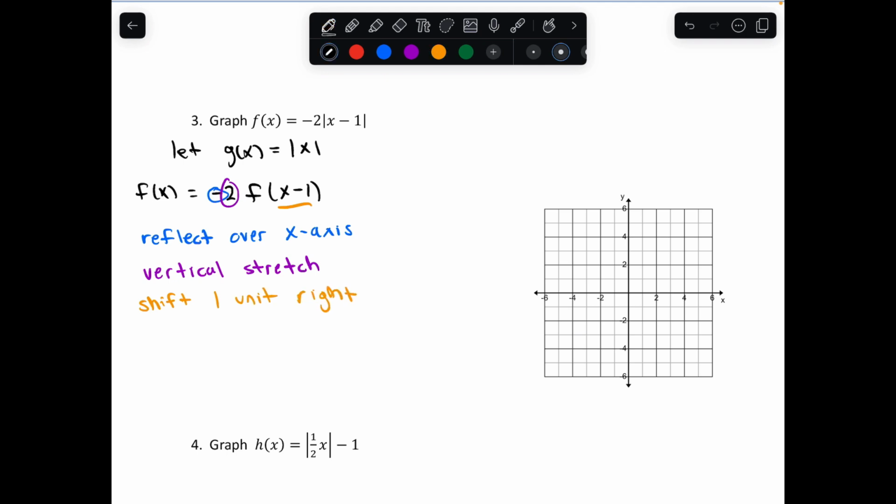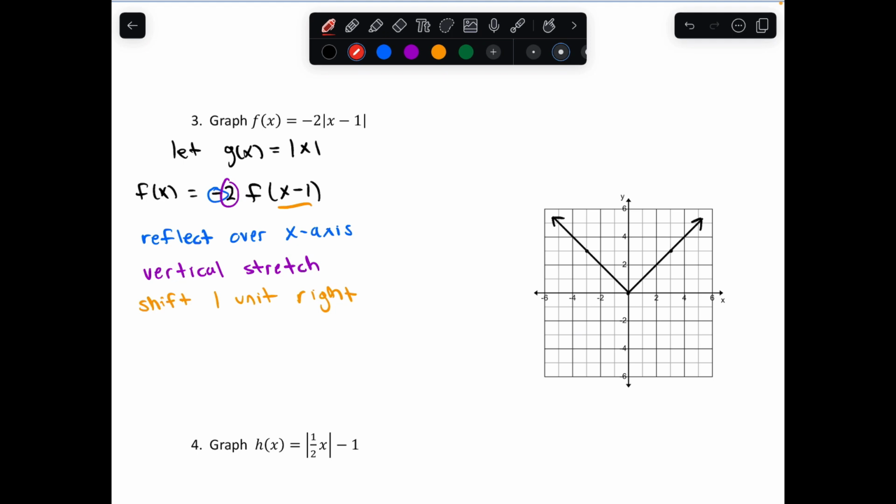As always, I like to start off with the graph of the base function. So let's start off with our blue and purple rules. So I'm going to reflect these points over the x-axis, and I'm going to multiply them by 2. Now you can do that in either order. You can multiply them by 2 first, and then reflect them over the x-axis, or you can reflect them over the x-axis first, and then multiply them by 2. Let's reflect them over the x-axis first.